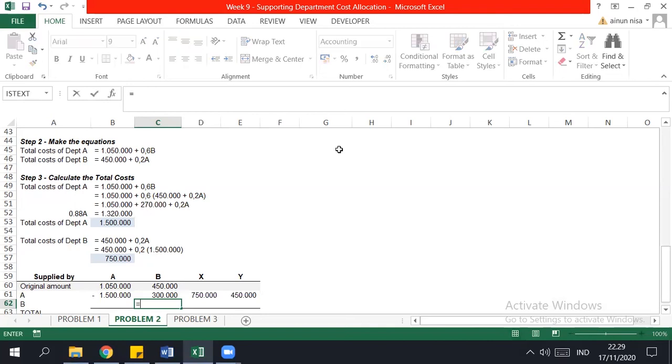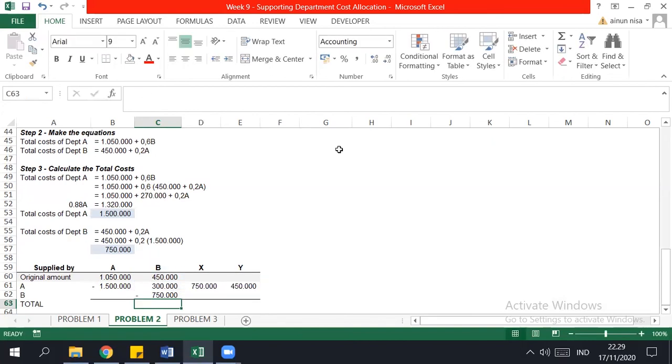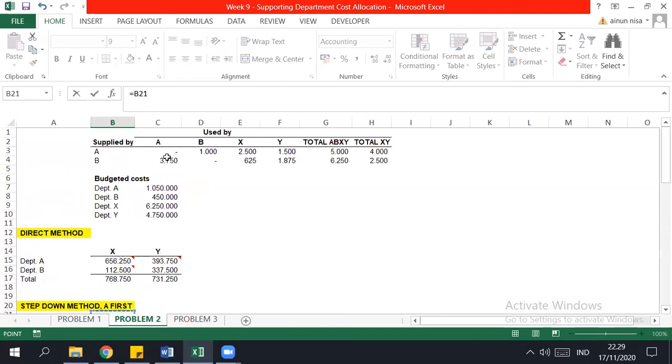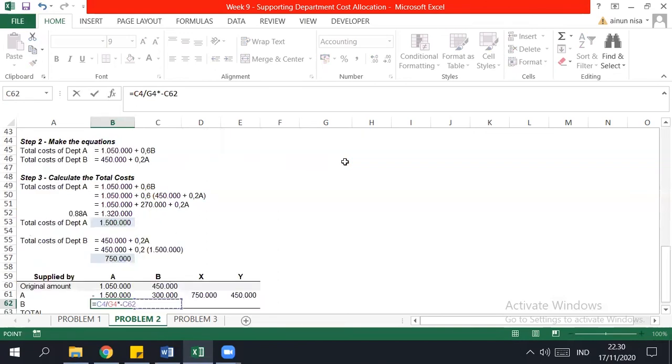The cost of department B that needs to be allocated is 750,000. And then the allocation of department A equals the usage of department A, which is 3,750, divided by the total usage of 6,250, and then multiplied by the total cost of department B.